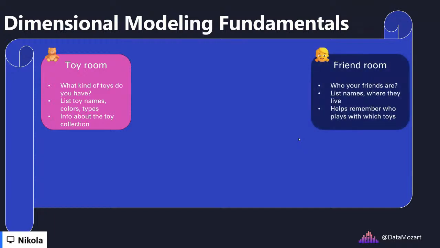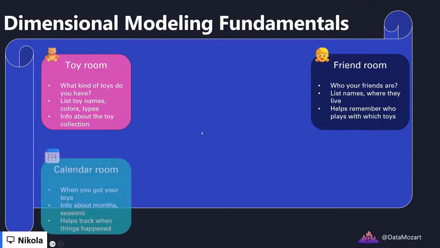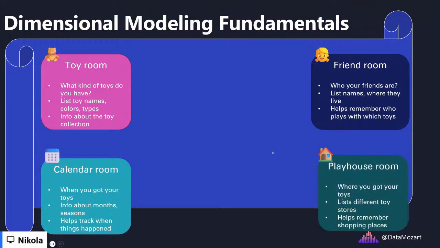Then we have a friend room, which shows who your friends are, also contains the list of their names and where they live, and it will help you remember which of your friends plays with which toys. Think of the friend room as a customer dimension. Then we have a calendar room, which shows when you got your toys, also has information about months, about seasons, and so on, and it helps you track when certain things happened. This is a calendar dimension or date dimension. We have a playhouse room, which shows where you got your toys. It also contains the list of different toy stores where you like to go, and also helps you remember various shopping places. Think of this as a store dimension.